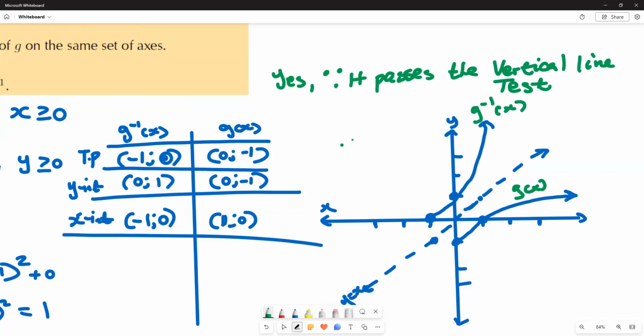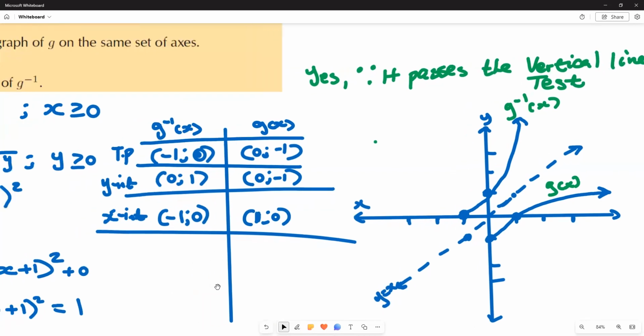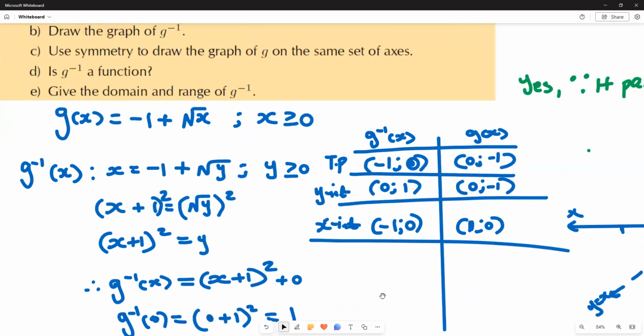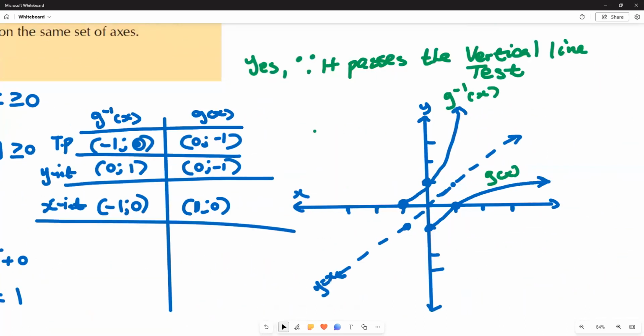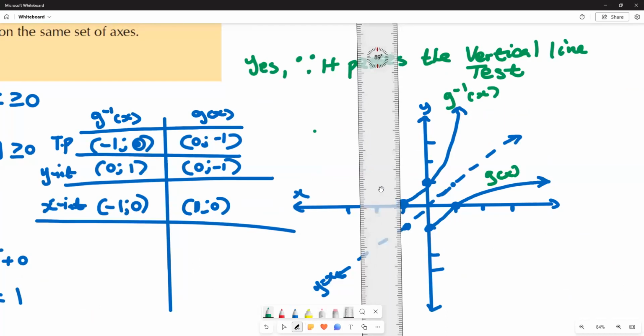Perfect. And then let's check the next question. They want us to determine the domain and range of the inverse, okay? The domain, remember the domain, you look on the x-axis. Let me get a ruler so that it's easier to do this. So the first point is here. So we're starting from here, and then we're going there. Do you see it? We start here, we go there, basically, to infinity. So our domain will be x is bigger than or equals to -1. This is the domain of the inverse.